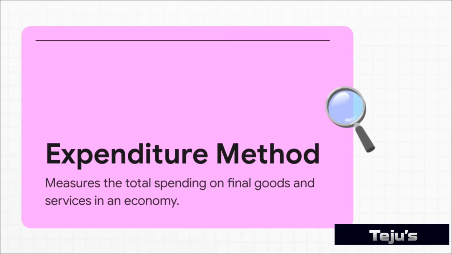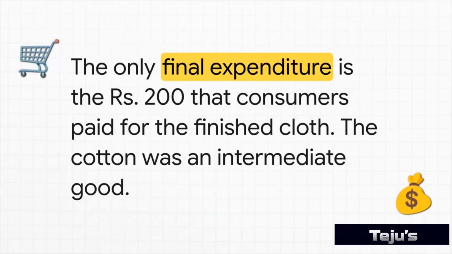Okay, detective angle number 2, the expenditure method. This time, we're not going to look at how stuff was made. We're just going to look at the very end of the line. We are simply adding up all the money that was spent on finished goods. In our simple two-firm world, this is really easy. The only final good sold was the cloth. The cotton, that was an intermediate good. So the total final spending in the economy is just the $200 that people paid for that finished cloth. And look at that, we get the exact same number, 200. Two methods, same result. The evidence is building.